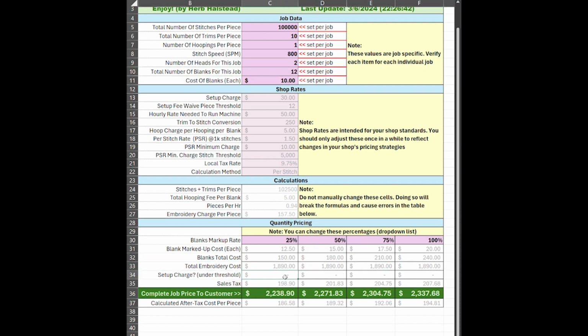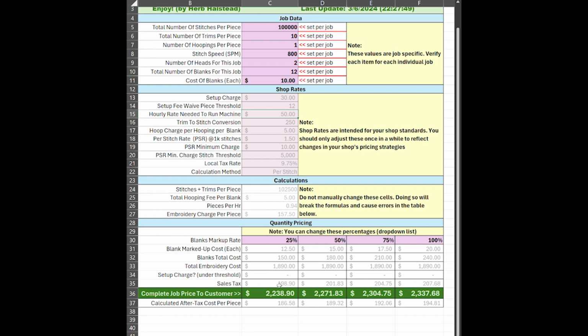And this row here is for your setup fee, and since we are at or over our threshold, it doesn't charge you, so that's 0. But say my threshold was actually 20, so I'm nowhere near 20, I'm only doing 12, so that would actually charge the setup fee. So let's change back to 12.